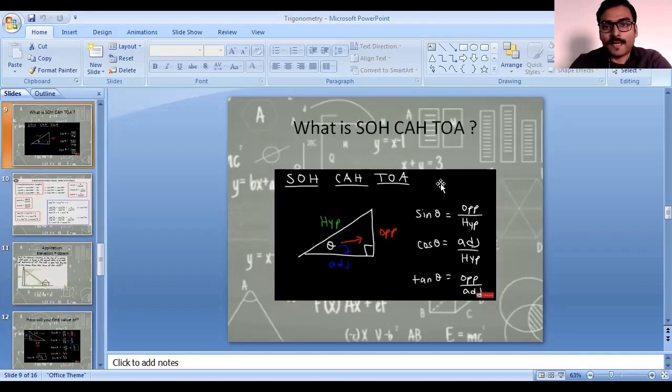So the concept of SOH, CAH, TOA, what is it? Like sine, cos, tan. Sine is opposite upon hypotenuse, cos is adjacent upon hypotenuse, and tan is opposite upon adjacent.